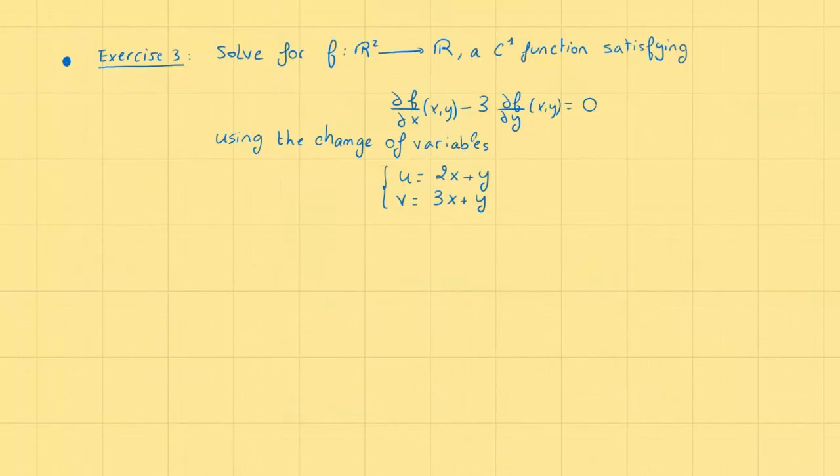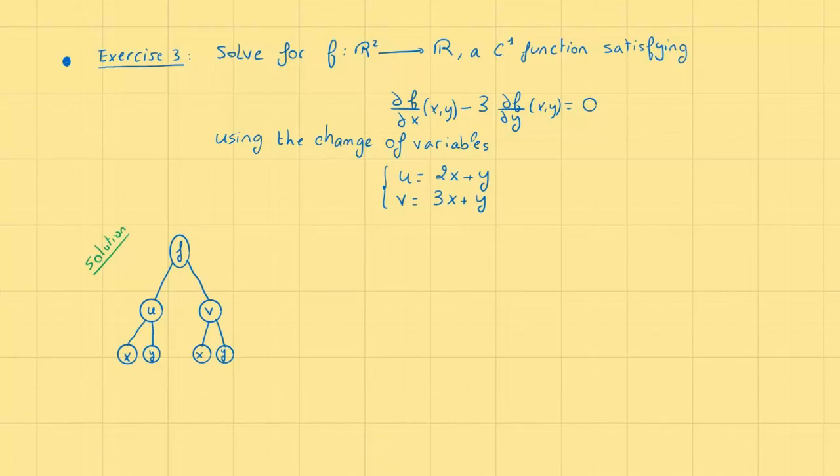Let's take now another example that is more interesting because it contains a more advanced PDE. So it's a function f whose derivative with respect to x minus 3 times its derivative with respect to y is equal to 0. But in this case, they are telling us to use the change of variables u equals 2x plus y, v equals 3x plus y. So first, let's build the dependency table. F depends on u and v, u depends on x and y, and v depends on x and y.